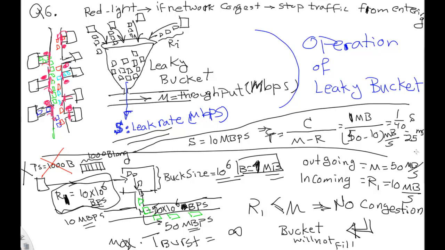Okay, so either one of these two answers, the 25 millisecond or infinite burst, I accept. The question was not quite clear as to whether that 10 megabits per second was the speed at which your bucket introduces packets to the network, or the speed at which tokens are added to the bucket. For this reason, I'll consider both of these answers as correct.